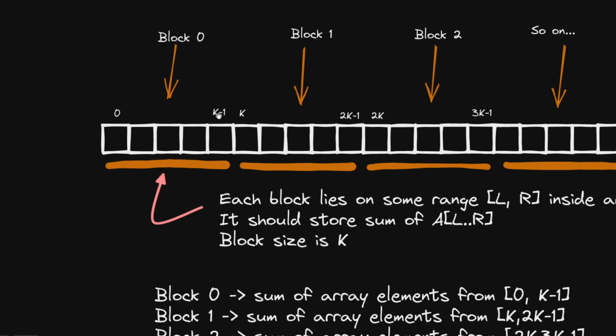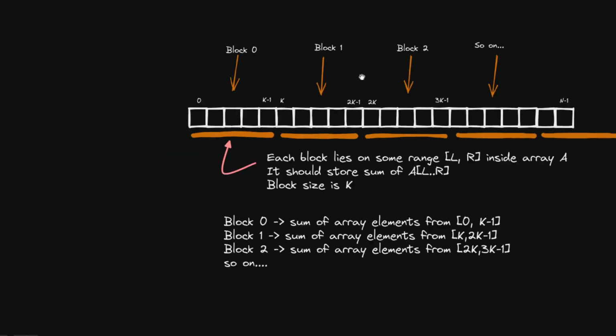So 0, any value in the first range divided by k will always return 0. In this range it will return 1, in this range it will return 2. So basically we can find out in which block the given index id lies in, and we can simply remove the old contribution of the old value which was present from this sum, update this index with the value which you want to update with, and again add that contribution in that respective block.